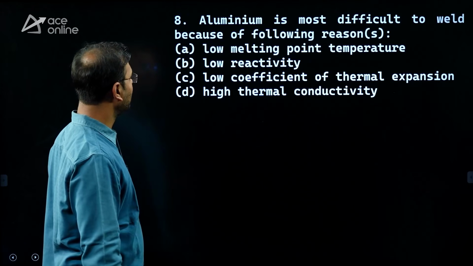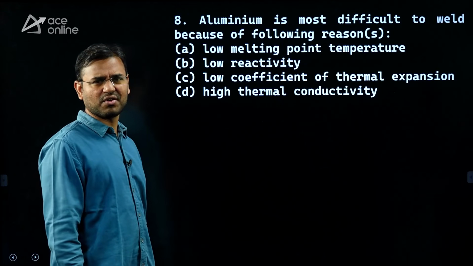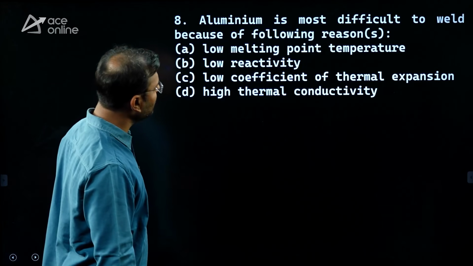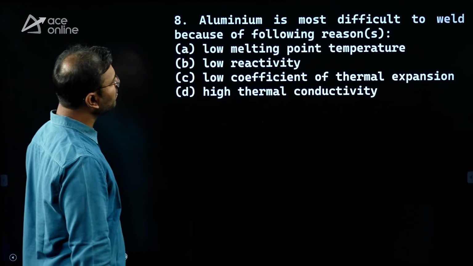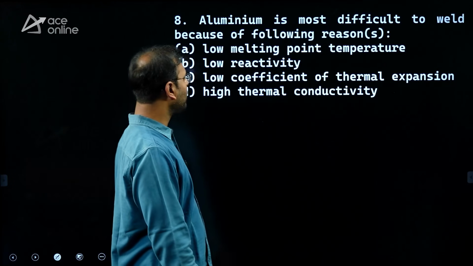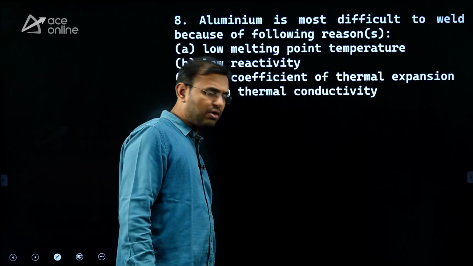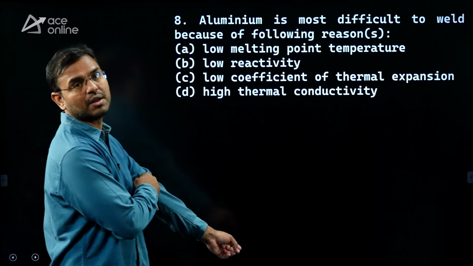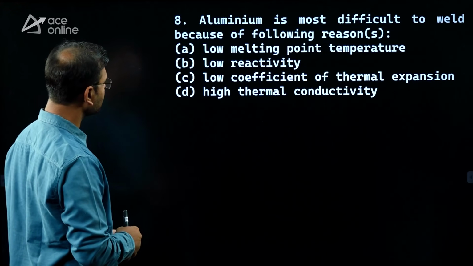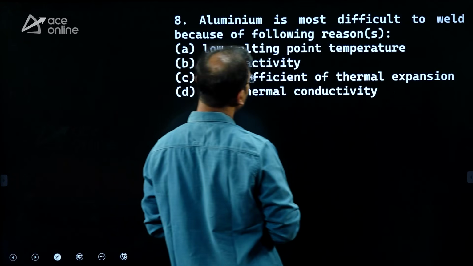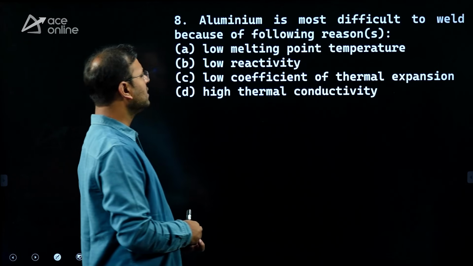Next question. Yes, again a beautiful question on aluminum. Aluminum is most difficult to weld because of the following reasons. Okay, then what is the first here? Low melting point temperature. Yes.